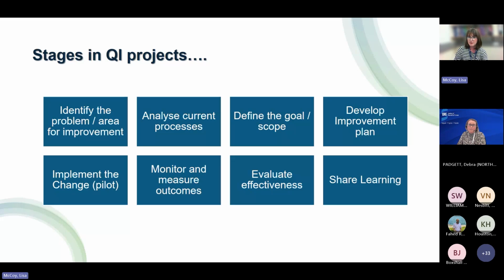You need to develop an improvement plan: who's going to do what, how you're going to do it, when you're going to do it, and implement the change, perhaps in a pilot form, and we'll talk a wee bit about that later. We need to monitor and measure outcomes. You need to have a baseline of how things stand before you do the improvement action, and then monitor the process in order to evaluate the effectiveness of the action that you've put in.